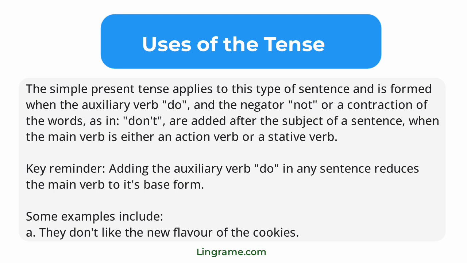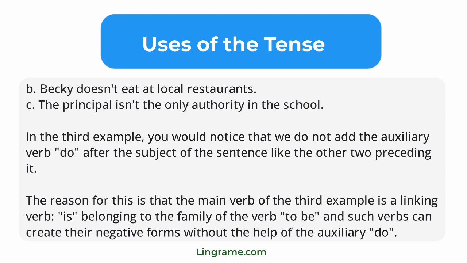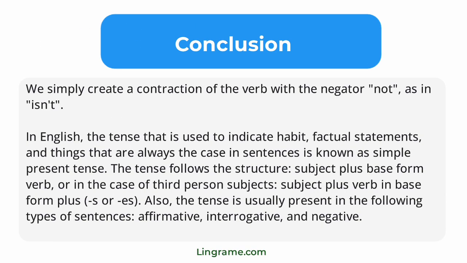Some examples include: they don't like the new flavor of the cookies. Becky doesn't eat at local restaurants. The principal isn't the only authority in the school. In the third example, you would notice that we do not add the auxiliary verb do after the subject of the sentence like the other two preceding it. The reason for this is that the main verb of the third example is a linking verb, is, belonging to the family of the verb to be, and such verbs can create their negative forms without the help of the auxiliary do. We simply create a contraction of the verb with the negator not, as in isn't.